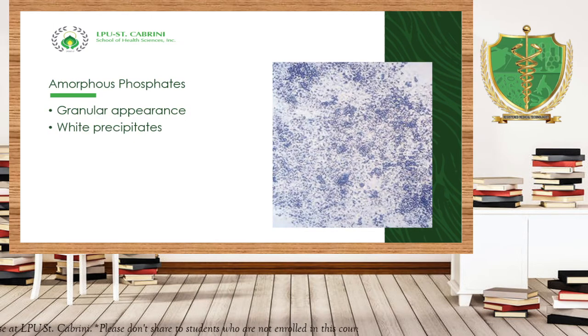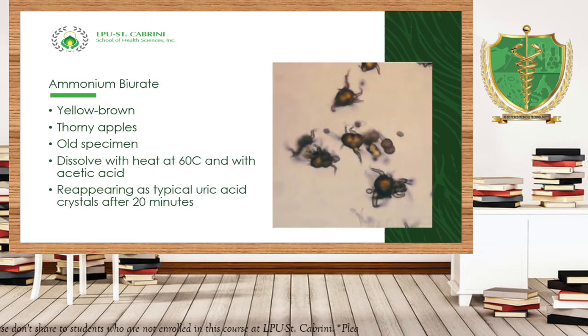Okay, so amorphous phosphates appears as a granular appearance and a white precipitate. Kagaya po ni amorphous urates. Okay, so amorphous phosphates, alkaline urine; amorphous urates ay acidic urine. So kung nakakita ka ng amorphous-like structure at hindi mo alam kung urates or phosphates, tingnan mo po yung iyong pH. Kung acidic, edi urates. Kung alkaline, that is phosphate. Now, how about ammonium biurate?